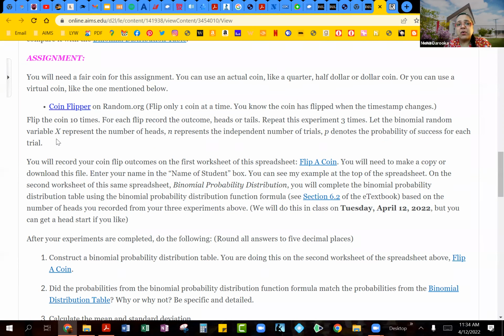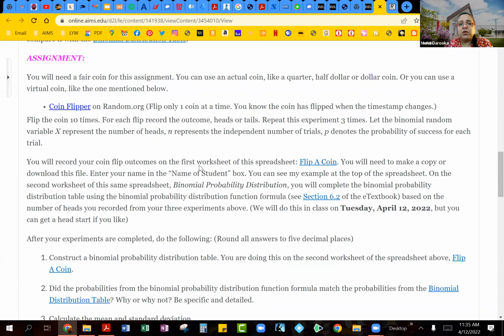And in this case, we are going to let the X variable represent how many heads you got. So we're actually counting the number of heads. N will represent the number of independent trials that you do. P will represent the probability of success. And in this case, because we're counting the number of heads, the probability of success would be, when you flip a coin, what's the probability that you will land on a head? That would be the probability of success. So that means probability of failure would be when you land on a tail, right? Because since we're focusing on head as a success, tails would be the failure.